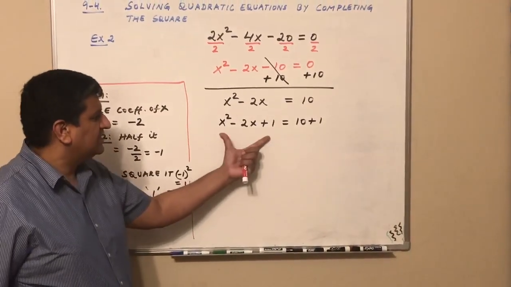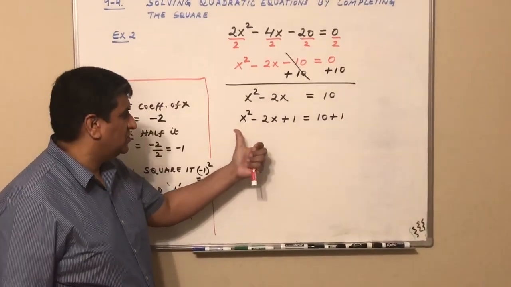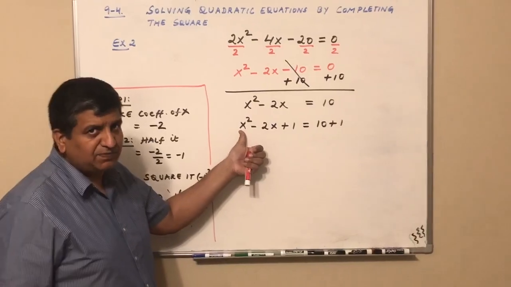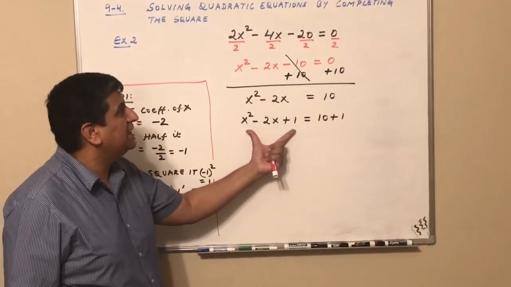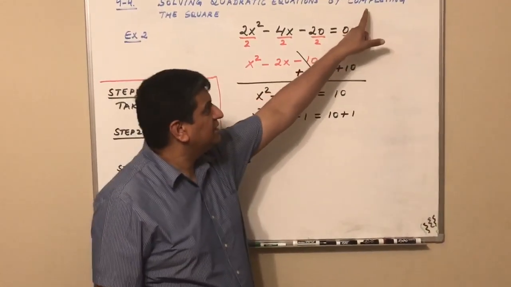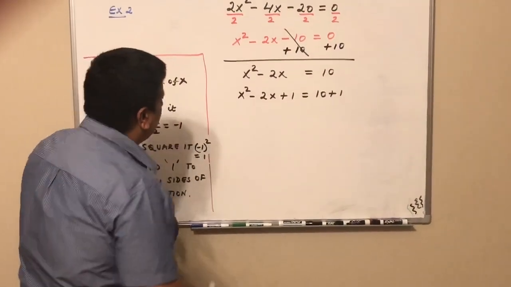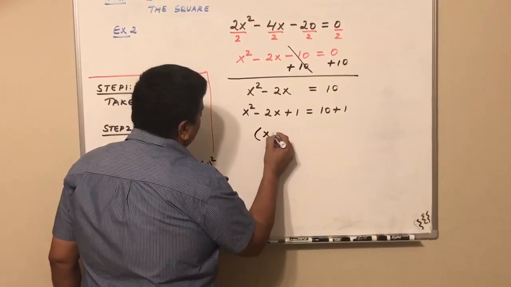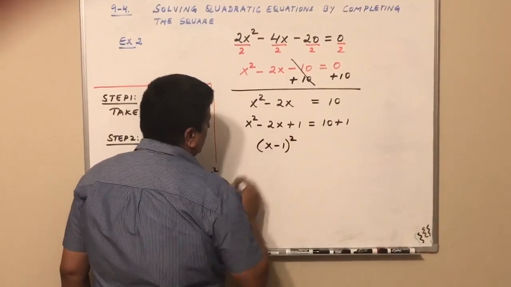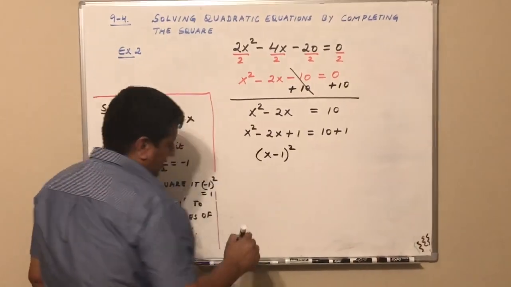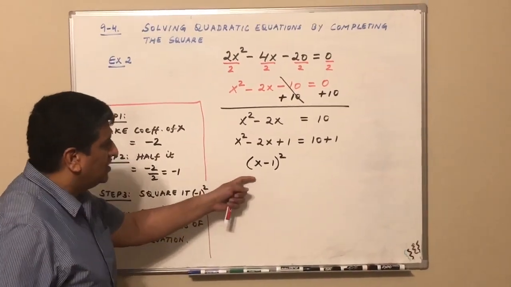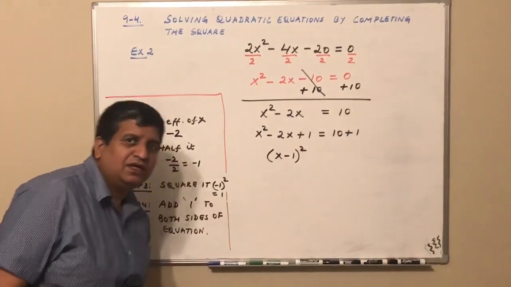Now this left hand side, if you factor this, or if you understand that this is a perfect square trinomial, it will complete a square. That's why this method is called completing the square method. This will be x minus 1 quantity squared. And those of you who do not understand this step, let me show you.